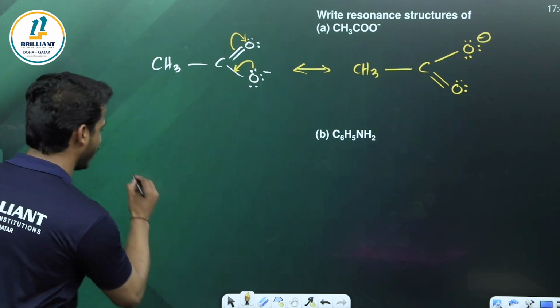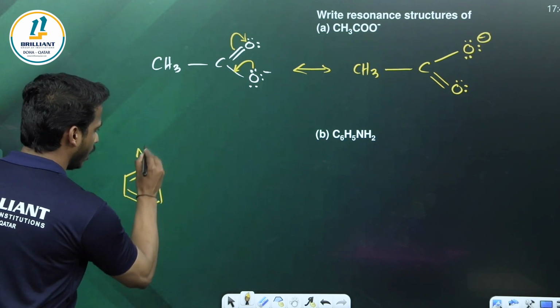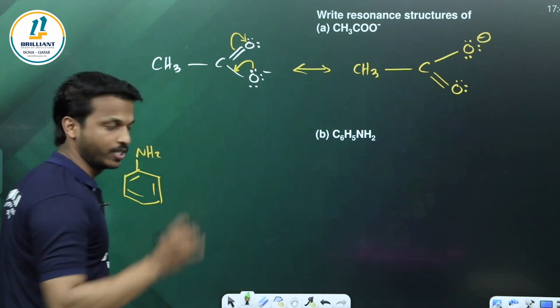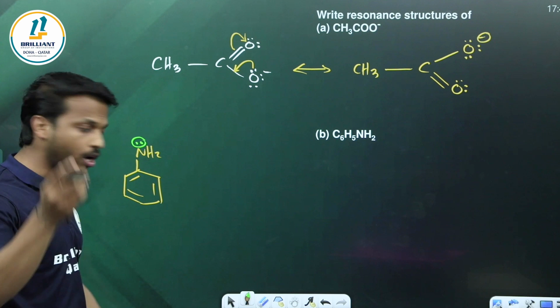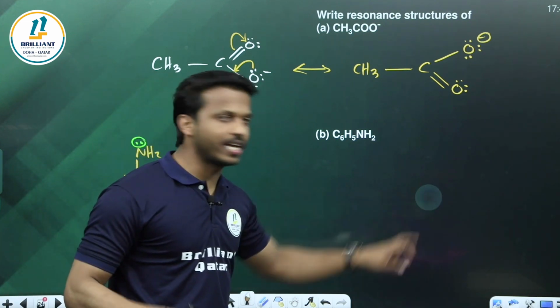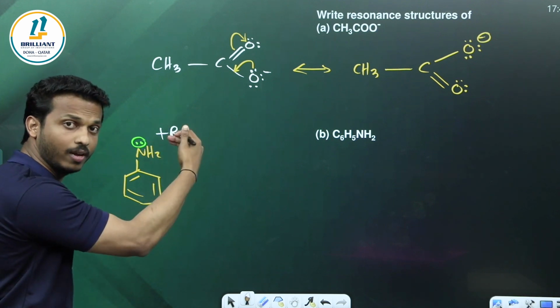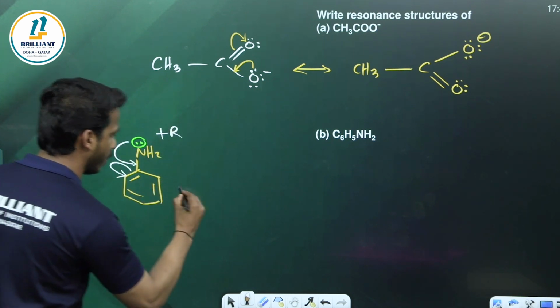Now what is this compound? C6H5NH2, aniline. What is aniline? Benzene with NH2. Let me draw fast, okay? After that, you pause the video and check the structure once again. This is aniline. Aniline nitrogen contains one lone pair. I already told you NH2 is an electron donating group, so it's a plus R effect group, right? They will give electrons to the benzene ring. So this lone pair becomes a bond, the bond becomes a lone pair.